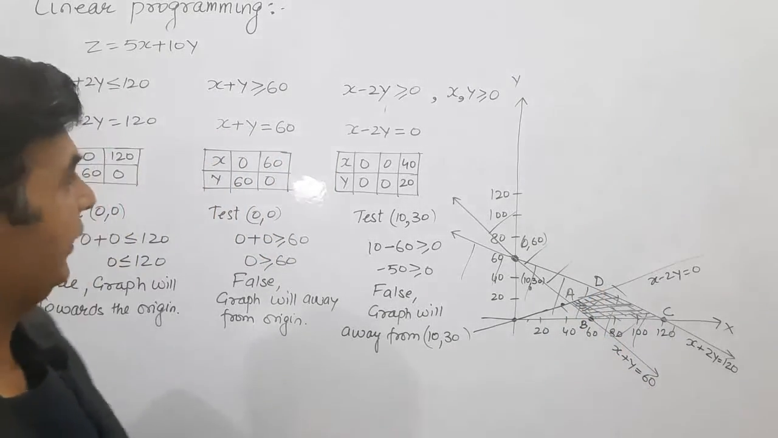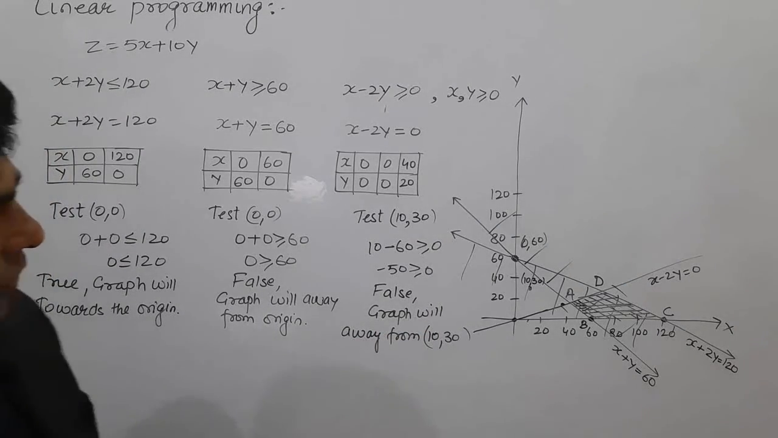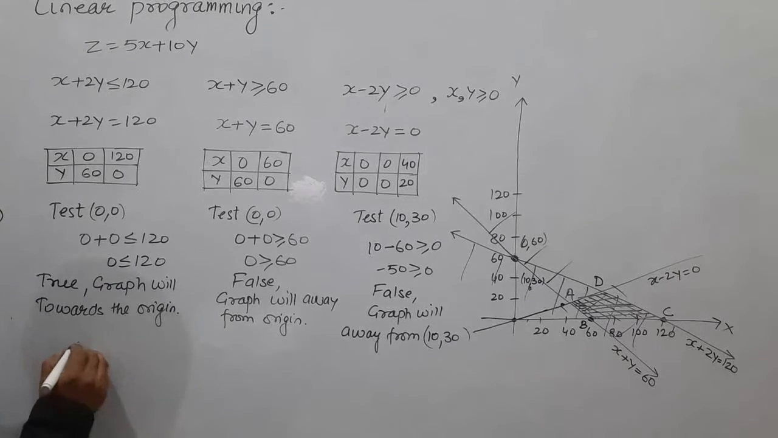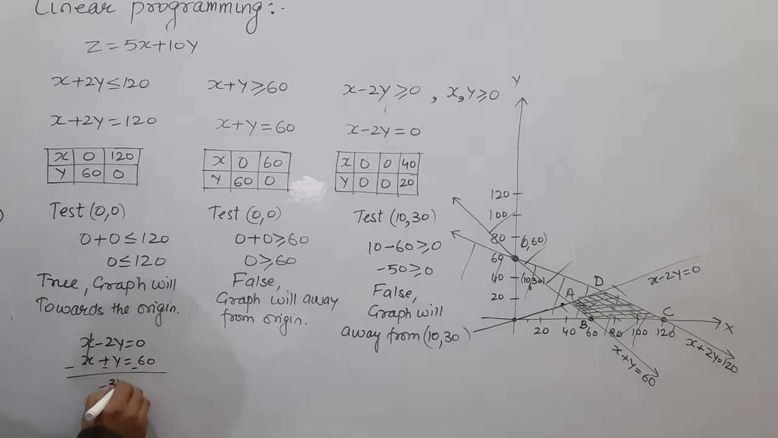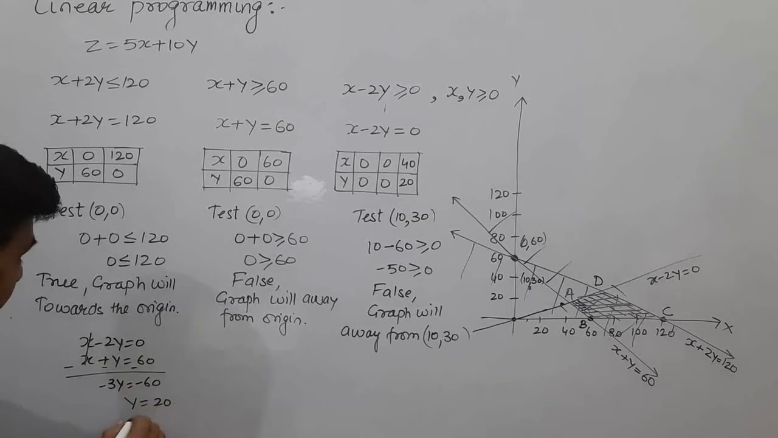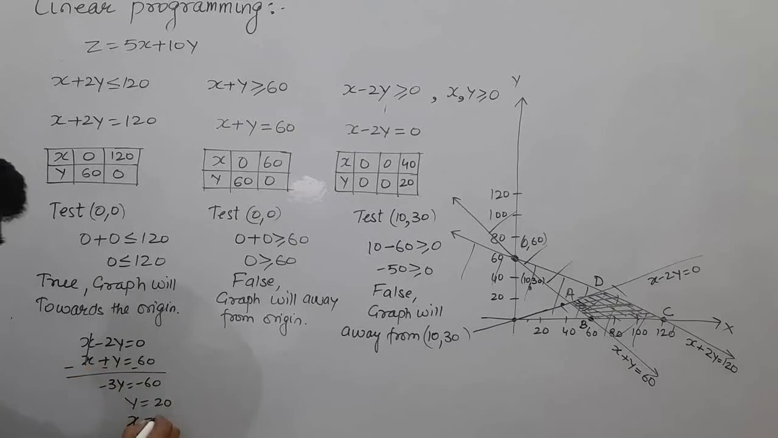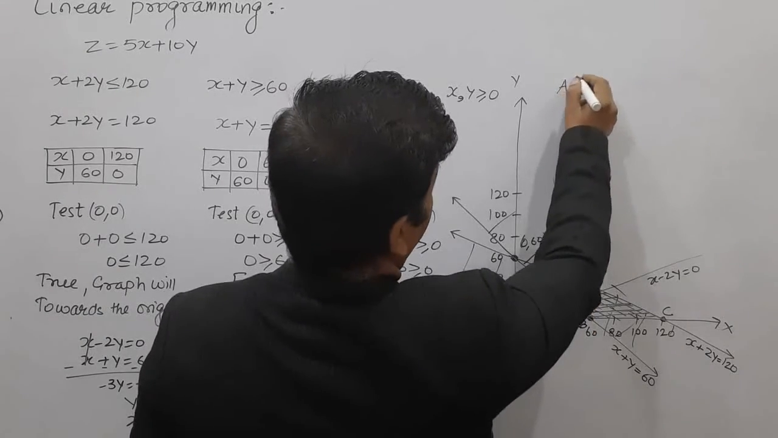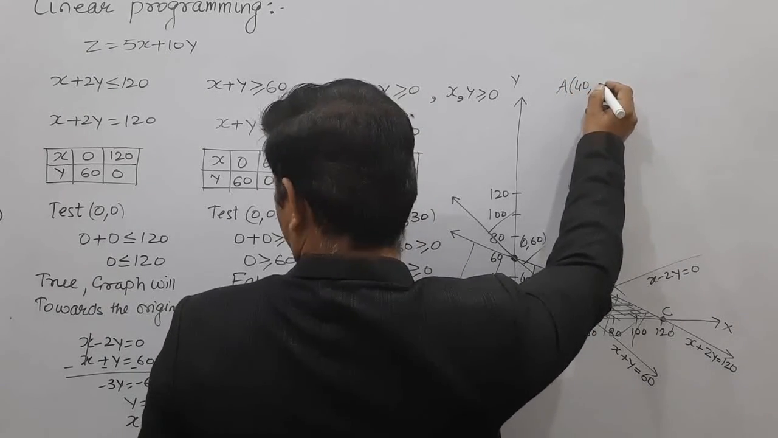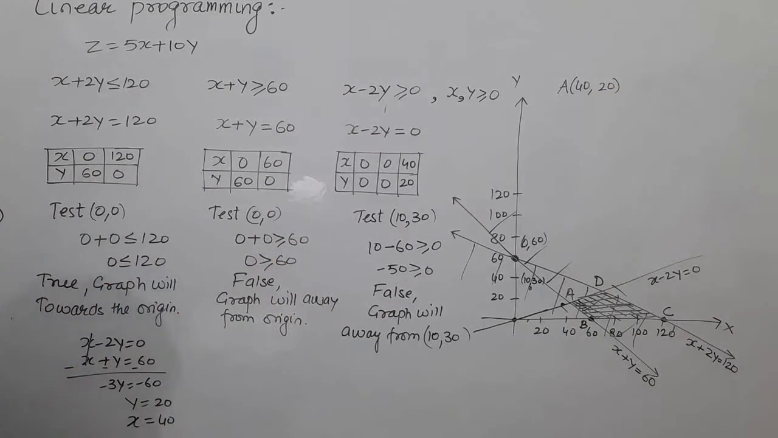So for that, let me find the point A first of all, and this is your to be solve the equation x minus 2y is equal to 0 and x plus y is equal to 60. So subtract, this is minus minus minus, cancel, minus 3y is equal to minus 60, y will be your 20. So y अगर 20 है बच्चों तो y 20 होगा, then x will be your how much? This is your x will be 40. So point A is your 40, 20. The first point is 40,20 A.